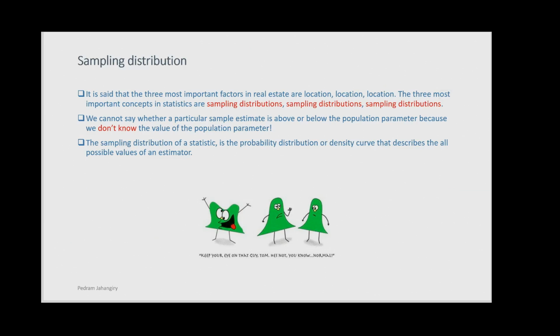Now let's talk about sampling distribution. So in housing, you may have heard, in real estate, what matters is location, location, location. So the three most important concepts in statistics are sampling distribution, sampling distribution, sampling distribution. So what is sampling distribution? What is it trying to tell us?